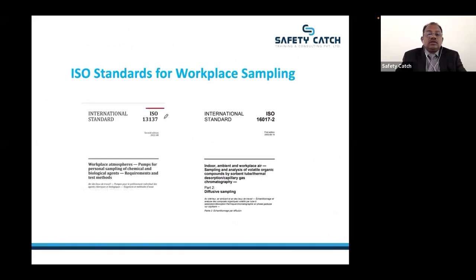ISO 13137. If you Google, you will get it. ISO 13137 PDF, you will get it. Workplace atmosphere. Pumps for personal sampling of chemical and biological agents, requirements and test methods. And another, ISO 16017-2. That is indoor, ambient and workplace air sampling and analysis for volatile organic compounds. Something like diffusive sampling and all.